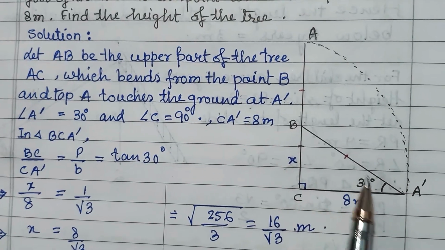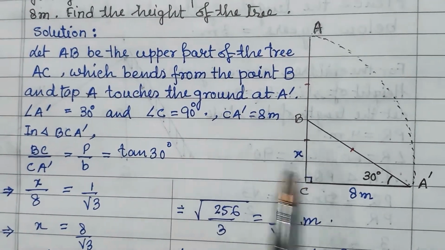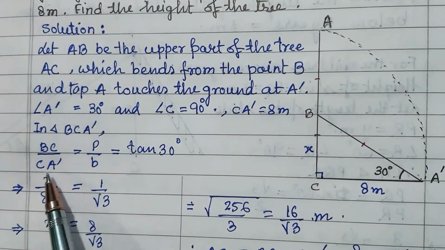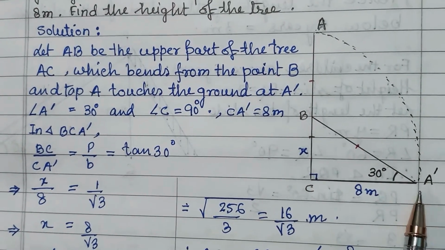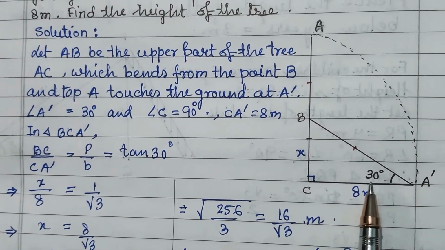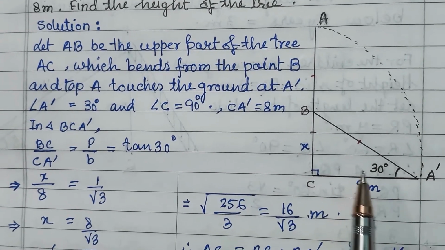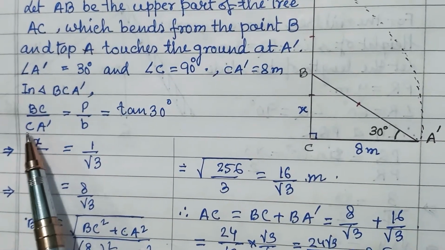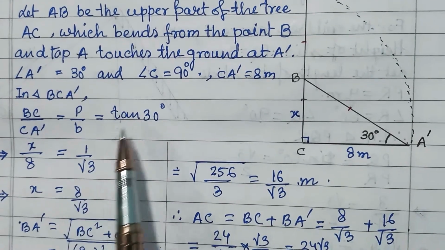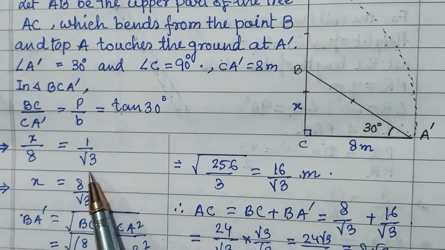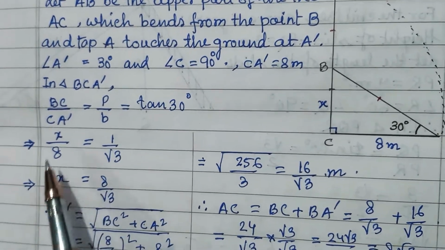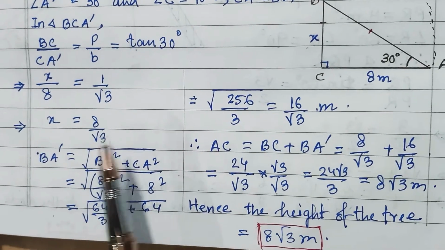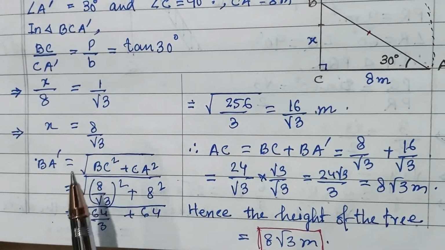Now in triangle BCA dash, BC upon CA dash, perpendicular upon base, is equal to tan 30 degrees. So x upon 8, where BC's value is x and CA dash is 8, is equal to tan 30 degrees, which is 1 upon root 3. Cross multiply, x is equal to 8 upon root 3. Now there is no need to rationalize, you keep it in this way only.